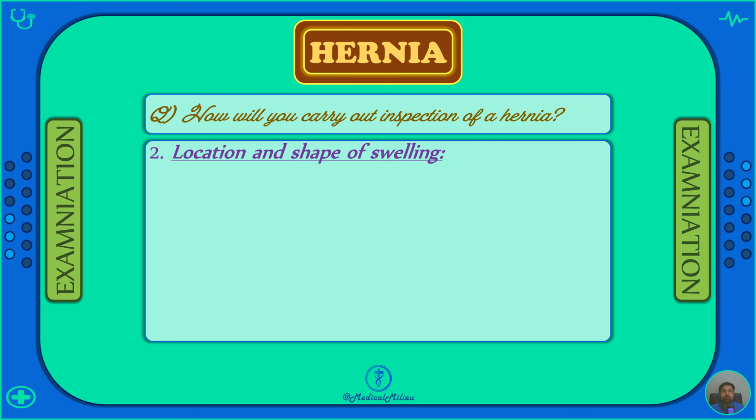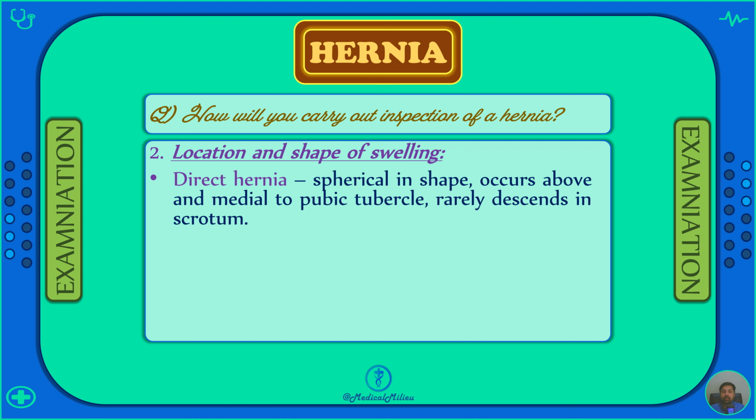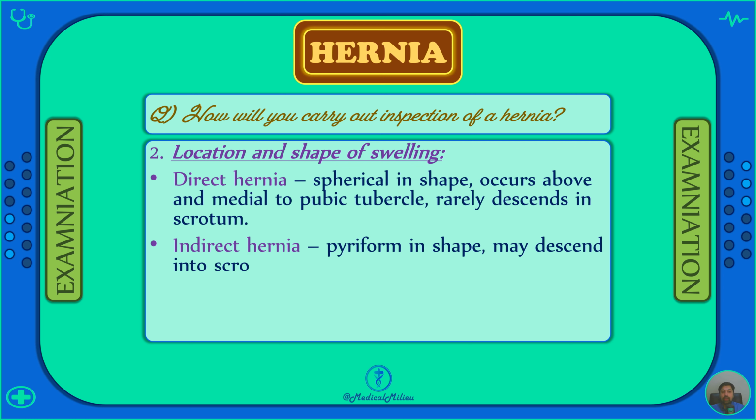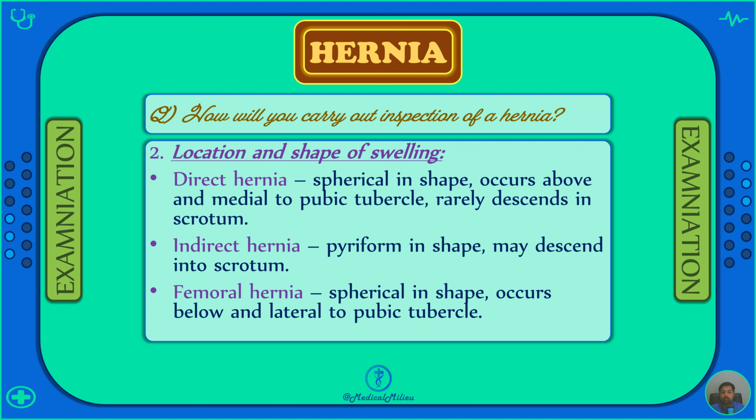Location and shape of the swelling is inspected. Direct hernia, which is spherical in shape, occurs above and medial to the pubic tubercle and rarely descends in the scrotum. An indirect hernia is of pyriform shape and it might descend into the scrotum. A femoral hernia is usually spherical in shape and occurs below and lateral to the pubic tubercle.